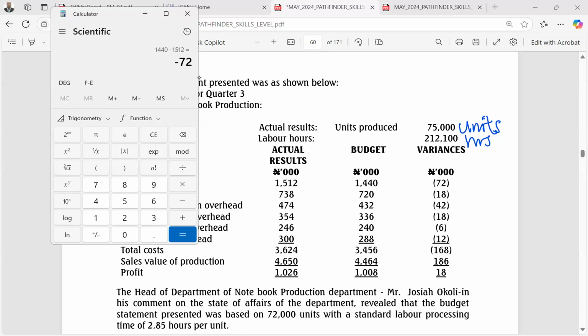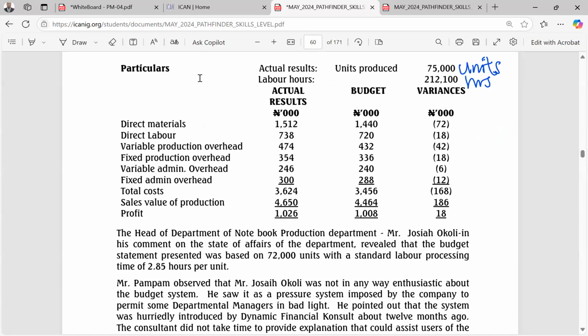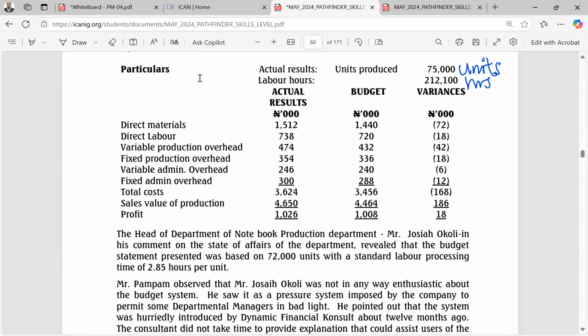That is how the variances were computed by this person. And so that's how we did everything here. And they said the profit is 18,000 naira variance.